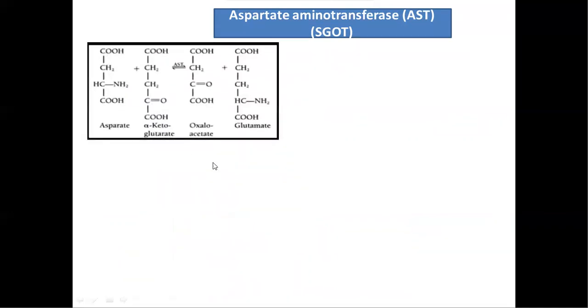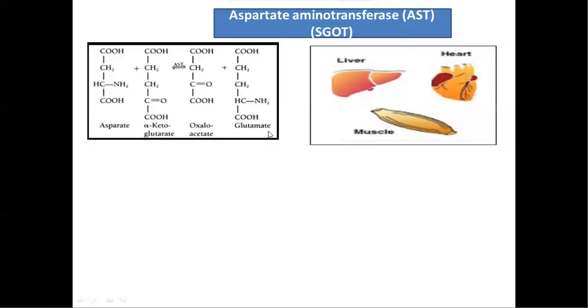The next enzyme here is aspartate aminotransferase, AST, which is also called SGOT, serum glutamic oxaloacetic transaminase. This enzyme catalyzes the aspartate reaction. Here aspartate is converted to oxaloacetate. So this is the transamination reaction, where the amine group is transferred from the amino acid to a keto acid. Aspartate is the amino acid containing the amine group, and alpha ketoglutarate is the keto acid. The amine group is transferred to the keto acid, forming oxaloacetate and glutamate.